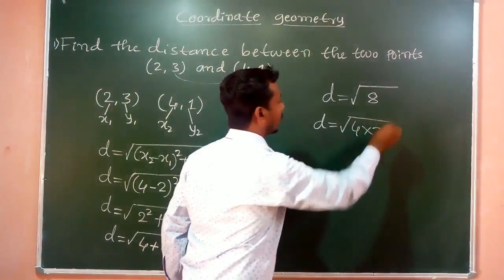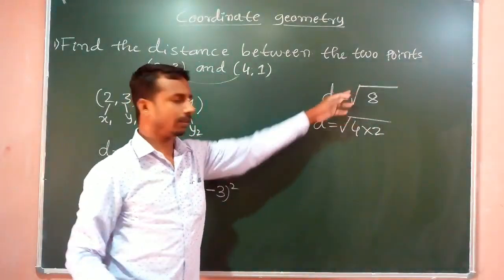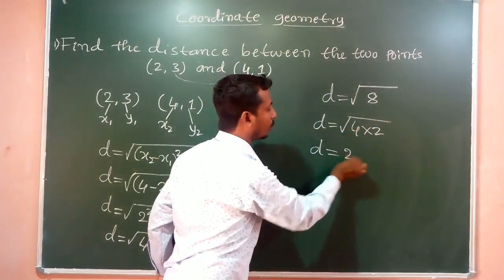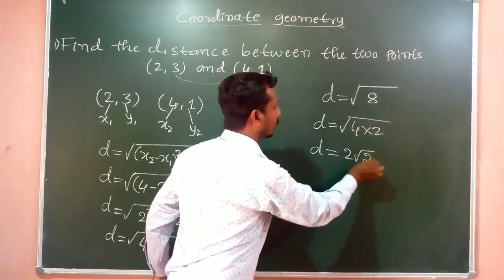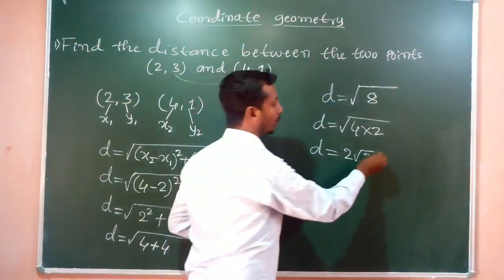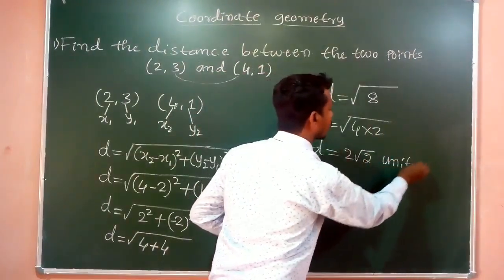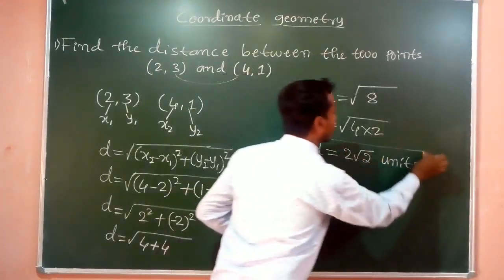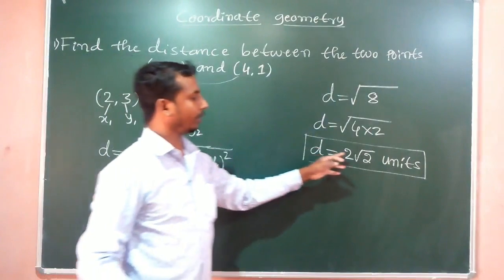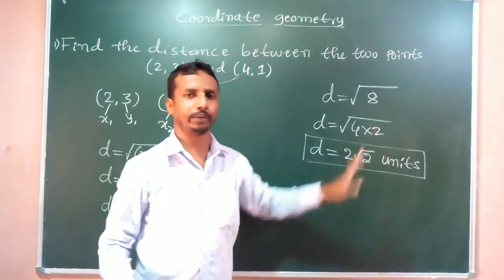4 2s are 8. Then next d is equal to square root of 4 is 2. Then remaining is 2. Then the distance between the 2 points is 2 square root 2 units. Therefore, the distance between these 2 points is 2 square root 2 units.